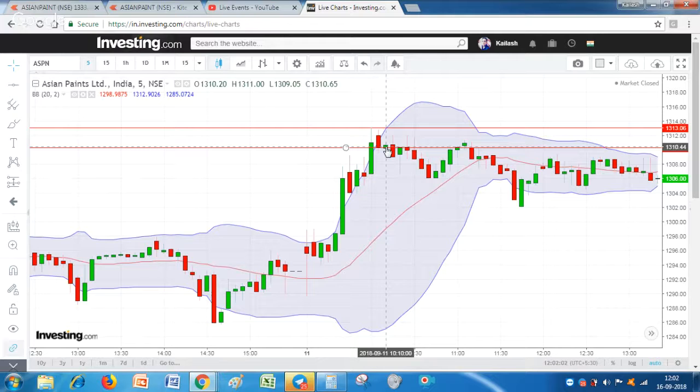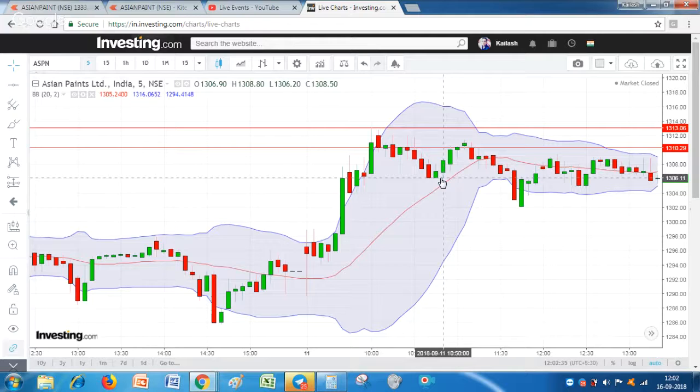Let us check, suppose we have shorted this stock below the 1310 level. Till this time it has given 1305. So friends, the maximum risk was 3 rupees, actually 2.5 rupees, and it has given us approximately 4 to 5 rupees.